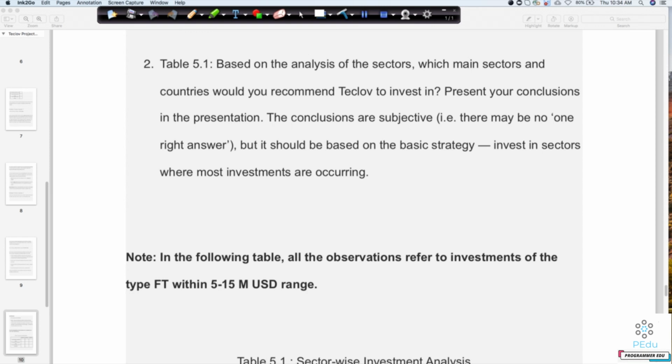When I say presentation, I really mean that maybe you can pull up into the sheet or whatever way you would like to convey your result. The conclusions are subjective, that is, there may be no right answer. Keep this in mind. Every data scientist is different, every data scientist can come up with different results. But it should be based on the basic strategy, invest in sectors where most investments are occurring.